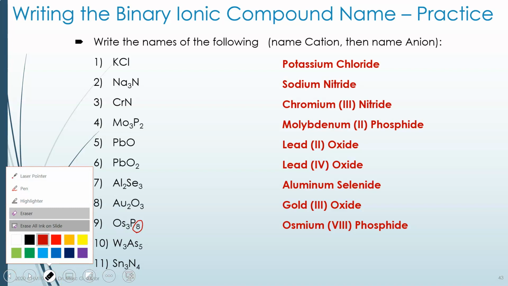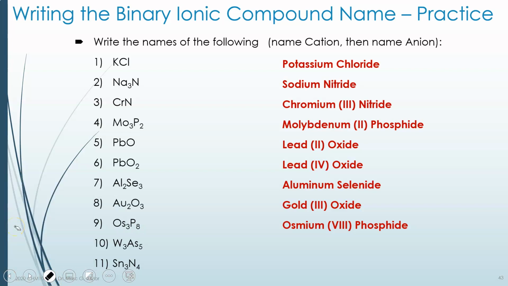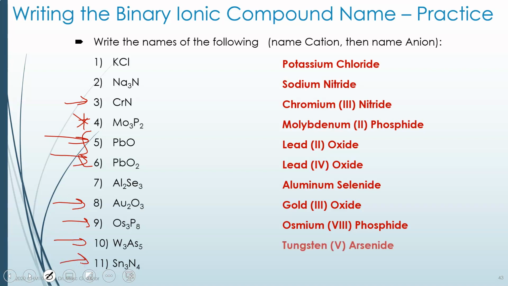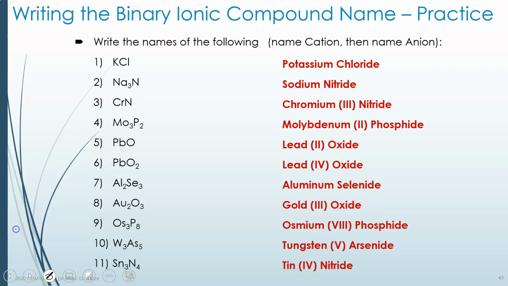And there's a reason why sometimes it is and sometimes it's not. But please do not use that number directly. You'll notice in the case of these two, number 5 and number 6, you can't use those numbers. Whereas it works here, and it doesn't work here with number 3, it doesn't work with number 5, it doesn't work with number 6, but it does work with number 9, it does work with number 8, and it will work with 10 and 11. So you have tungsten 5 arsenide and tin 4, tin is Sn, tin 4 nitride. So it's a clue, but it's not always right, and there's a reason for that.